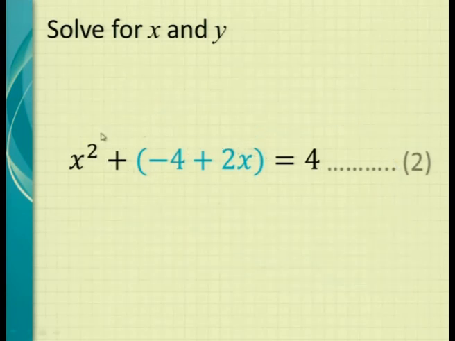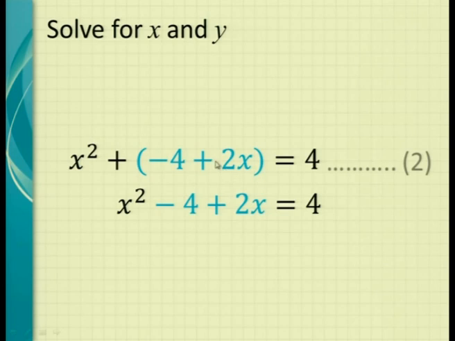So now we can take this thing here, get rid of the brackets like you've learned in your previous grades. How do we do it? The plus and the minus gives you a minus 4, and the plus gives you a plus 2x. All right. Now this looks like the stuff we did, I think, in lesson 2 or 3.